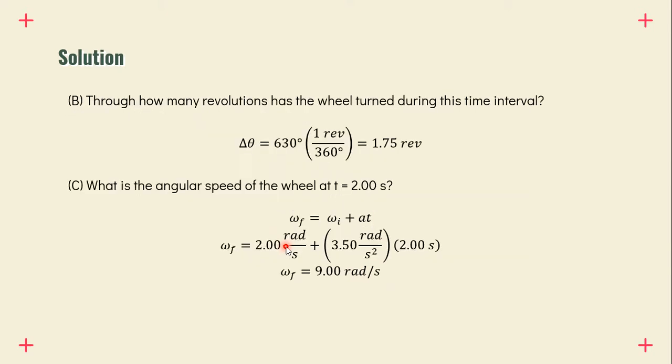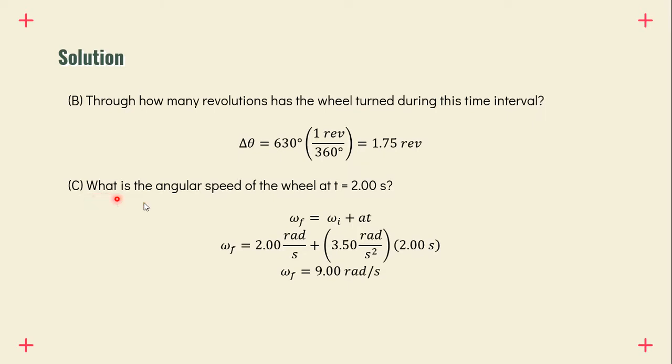Okay, so next question. Through how many revolutions has the wheel turned during this time interval? Now remember that one revolution is equal to 360 degrees. So since we already have the displacement in degrees, we can just convert it to revolutions. 1 rev is equal to 360 degrees, and this gives us 1.75 revolutions.